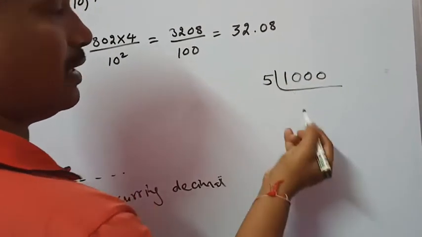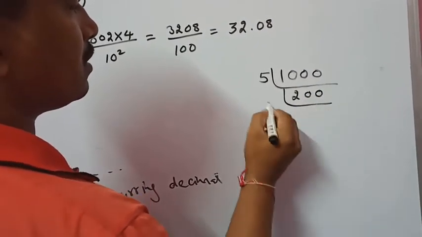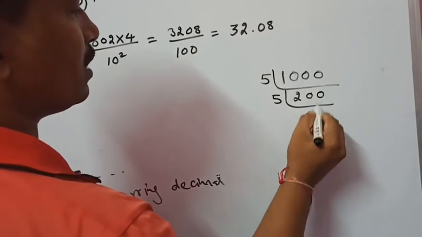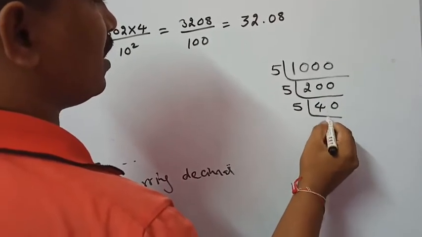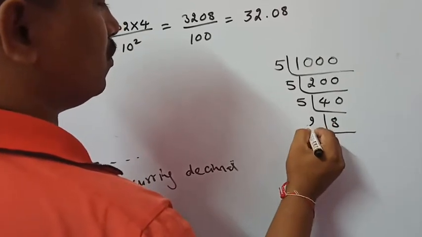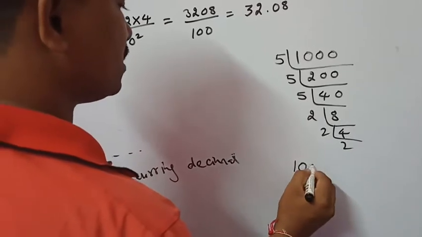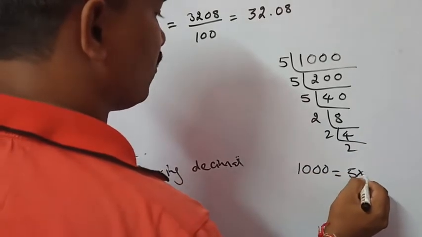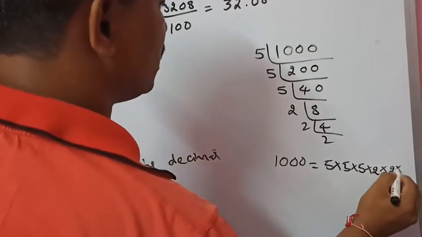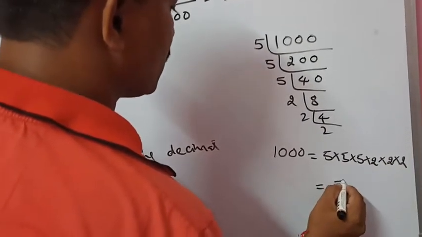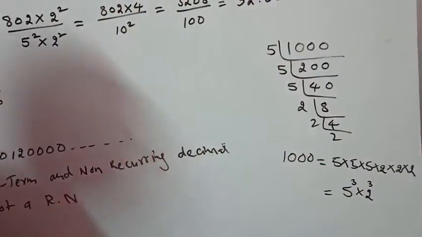5 2s are 10, 2 zeros as it is. Now again 5 4s are 20, 0 as it is. 5 8s are 40. So now 2 4s are, again 2 2s are. So that means 10,000 equals 5 into 5 into 5 into 2 into 2 into 2. So 5 cube into 2 cube.